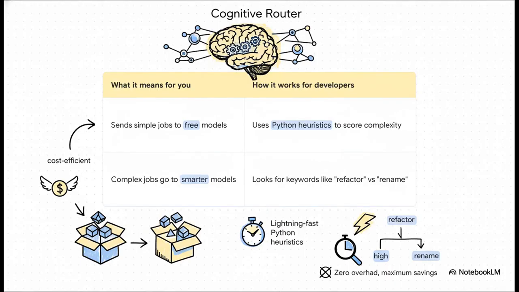Dagpipe's answer to this is called the cognitive router. For you, the user, this just means automatic cost savings. But for the developers, the real magic is in the implementation. It doesn't use another expensive LLM call to make these routing decisions. Instead, it uses simple, lightning-fast Python heuristics, like looking for keywords like refactor versus rename, to send tasks to the right-sized model. It's zero overhead for maximum savings.